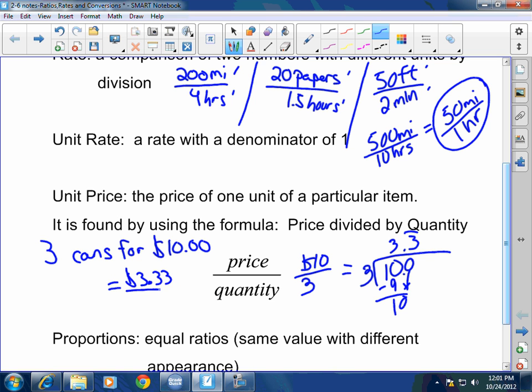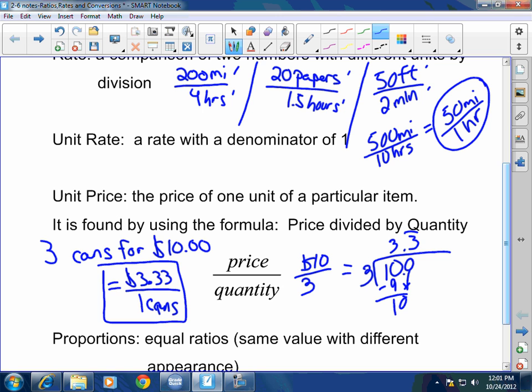$3.33. Whoever said 40 cents, I'm sorry, but you were wrong. It does not round up to 4, sir. Does that make sense? That is a unit price. Price divided by quantity. I want the denominator to be 1 because it is a unit rate. Unit rates are rates with a denominator of 1.